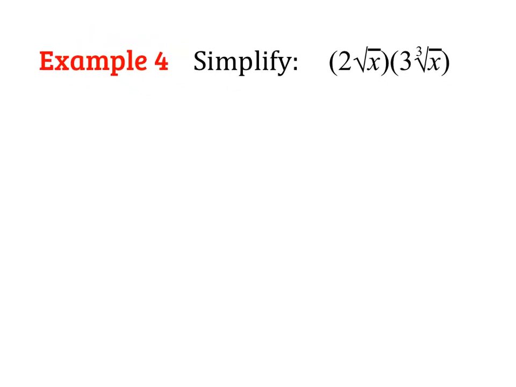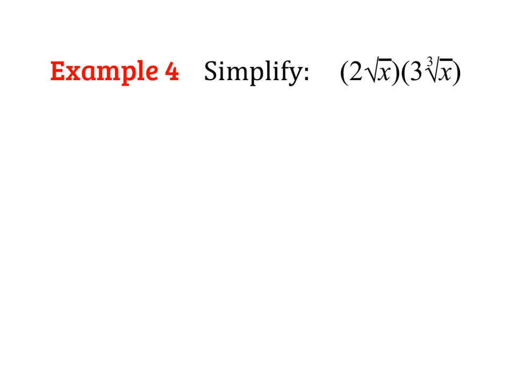So let's try this last example together. So here we have 2 times the square root of x times 3 times the cube root of x. So of course we can multiply 2 and 3. That's no big deal. We can say 6, and then we have the square root of x, and then we have the cube root of x. So here, the way it's written, we actually can't combine or multiply these two radicals. You can't multiply a square root with a cube root.